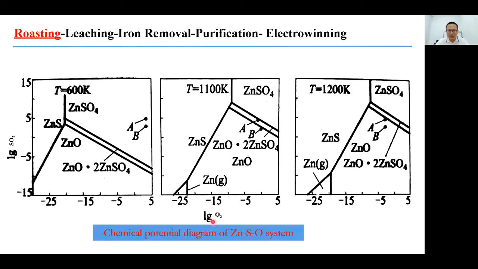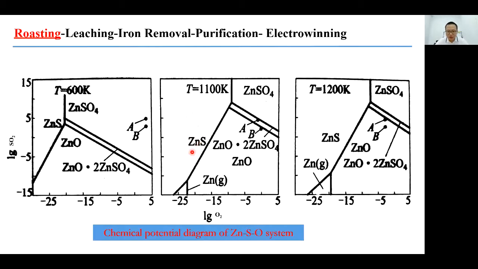The x-axis is oxygen partial pressure, and the y-axis is the sulfur dioxide partial pressure. And we have three temperatures: 600 Kelvin, 1100 Kelvin, and 1200 Kelvin. And this is very close to the industrial temperature of the roasting. So look at the picture at 1100 degrees C. Zinc sulfide is the main phase in zinc concentrate. So we start from here.